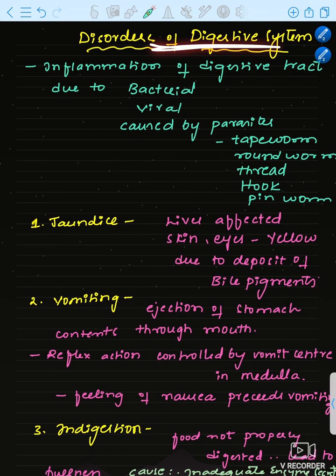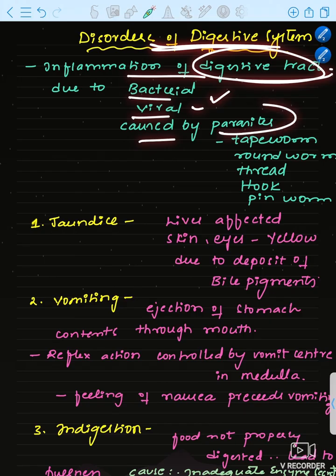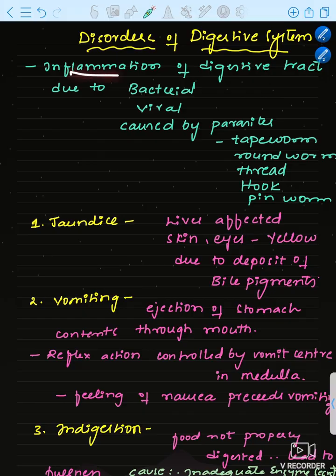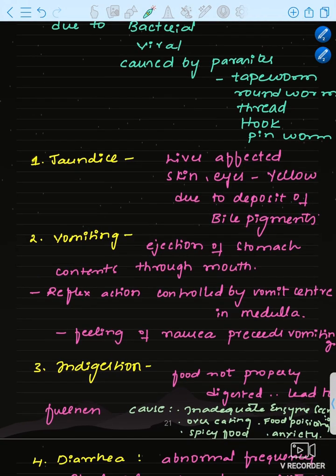Digestive system disorders: inflammation of the digestive tract by bacteria, viruses, or caused by parasites. This will be there: tapeworm, roundworm, hookworm, pinworm. By that there will be inflammation of the digestive tract, and it causes disorders of the digestive system.